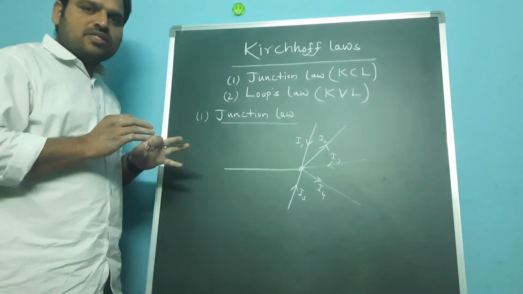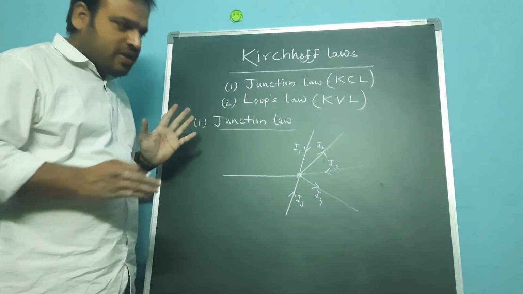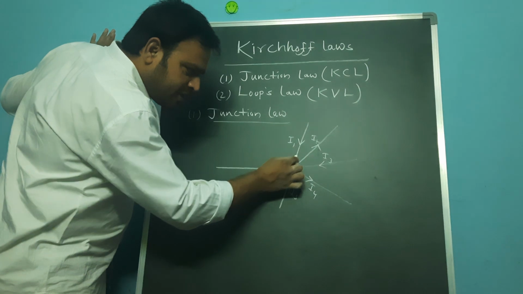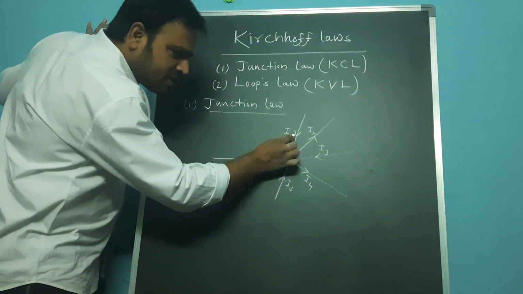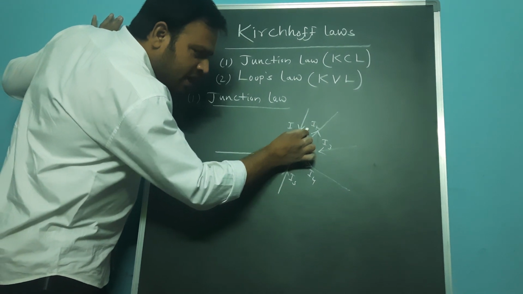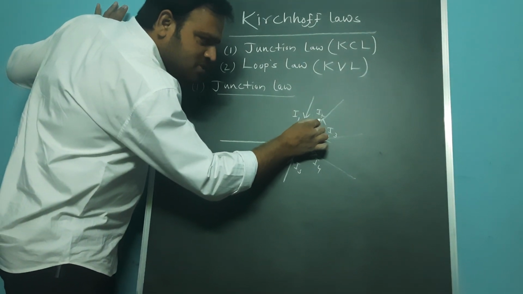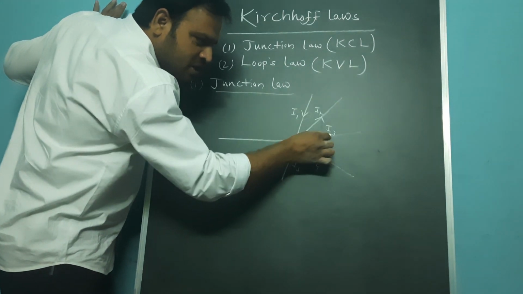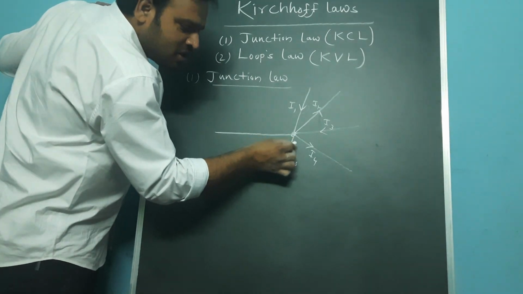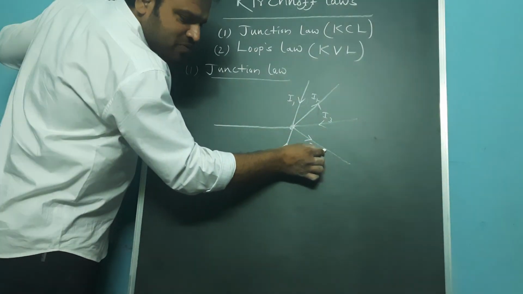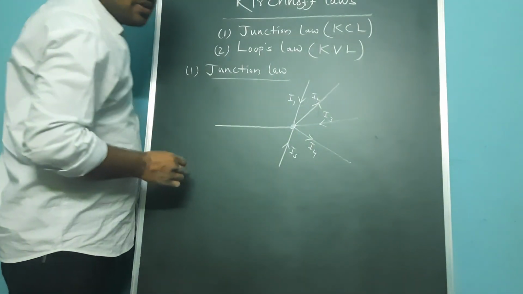Sign conventions, what we have to take for the junction law. The currents which are entering into the junction, we should take positive sign. Children, you can see here, I1 is moving into the junction. I2 is moving away from the junction. Again, I3 is moving towards the junction. I4 is moving away from the junction. I5 is also moving towards the junction.